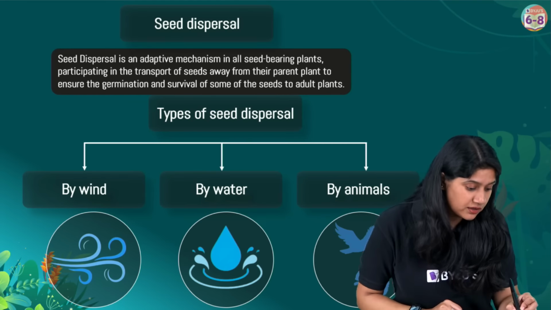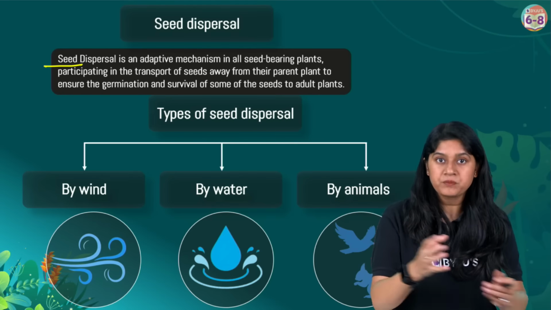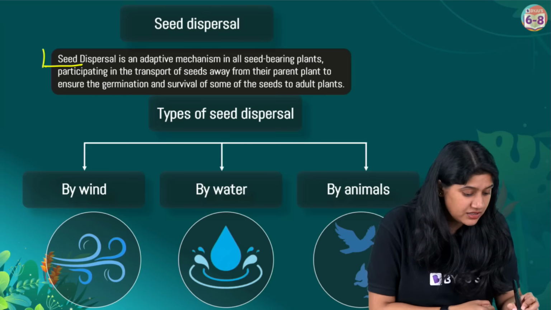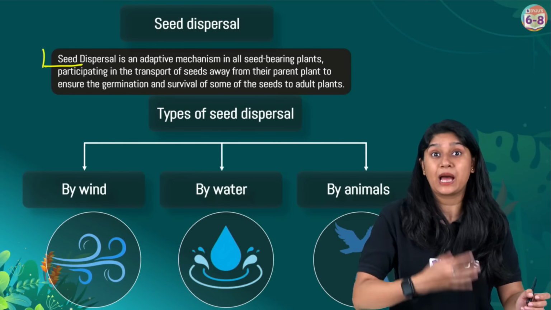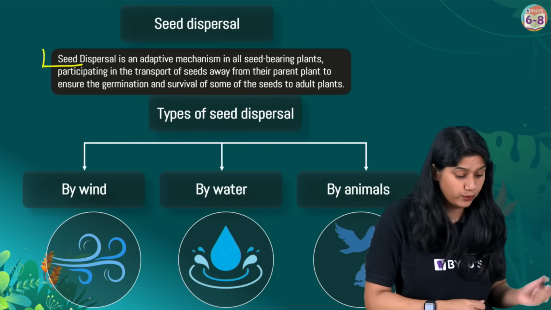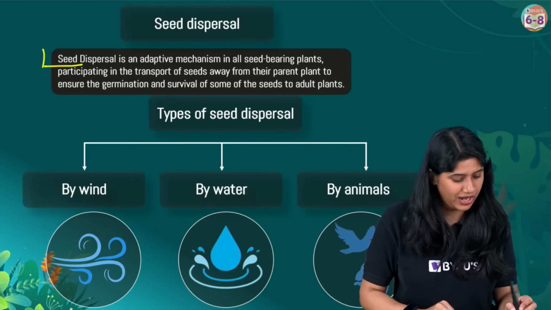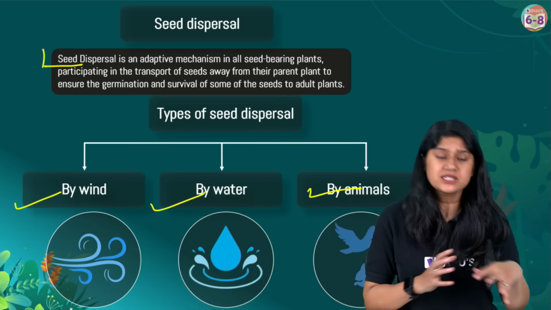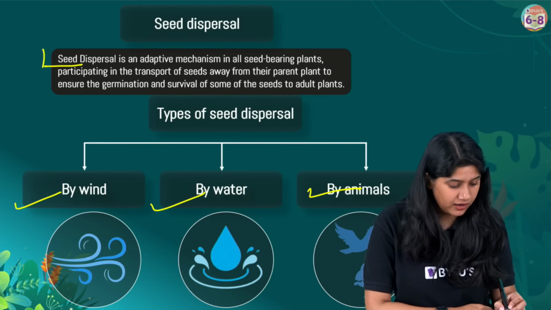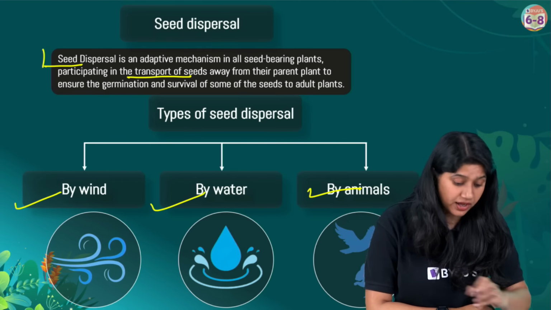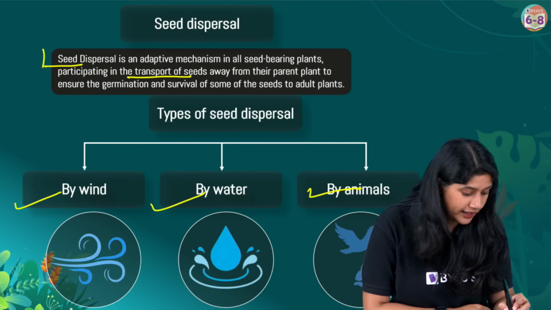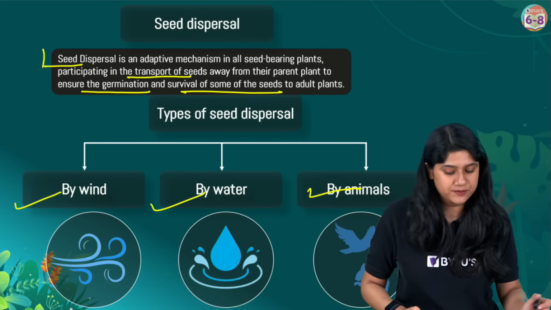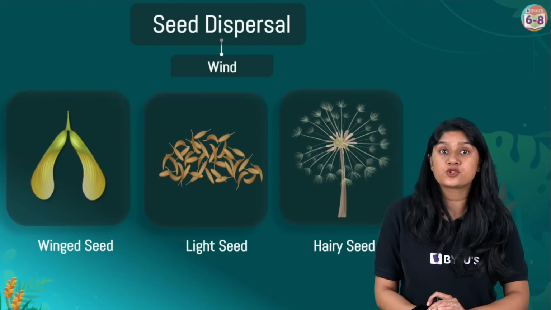Okay, so the seed of course will be formed at the end, and it is the result of the fertilization process. So for seed dispersal, of course, we have various adaptations that we see in the plants, and over here we have different types of agents, like wind, water, and animals. So when this happens, what happens? The seeds get transported away from the parent plants, and they ensure the germination and survival of some of the seeds to the adult plants. So let's see how the seed dispersal occurs.